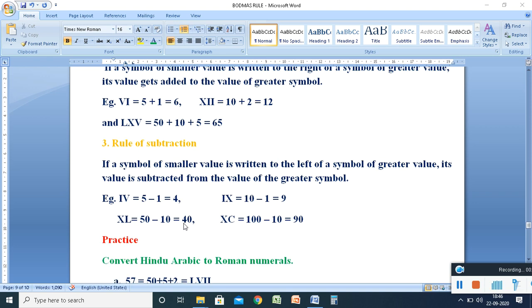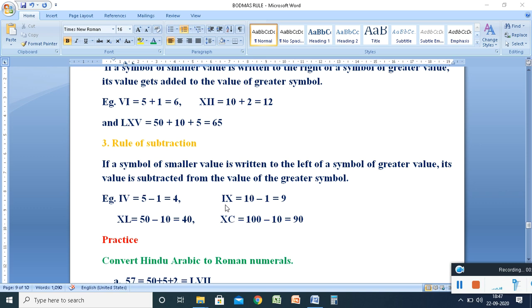But in the third rule, the smaller value is on the left-hand side. If a symbol of a smaller value is written to the left of the symbol of the greater value, its value is subtracted. So you have to subtract this. Start from the bigger number: V is nothing but 5. So 5 minus 1 equals 4. So IV is nothing but 4.